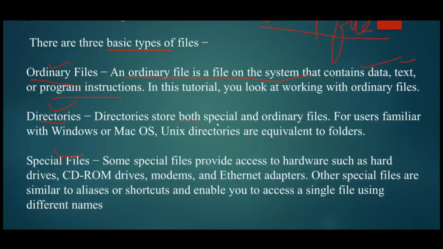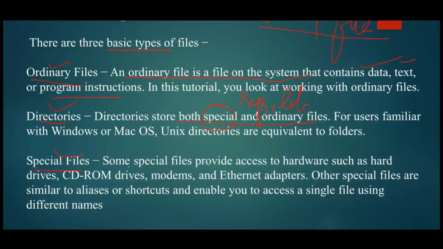Directories store both special files and ordinary files. In directories we may save special files, or we may save ordinary files. Ordinary file means the files we are normally using. Special files are files like system files, then your library files.